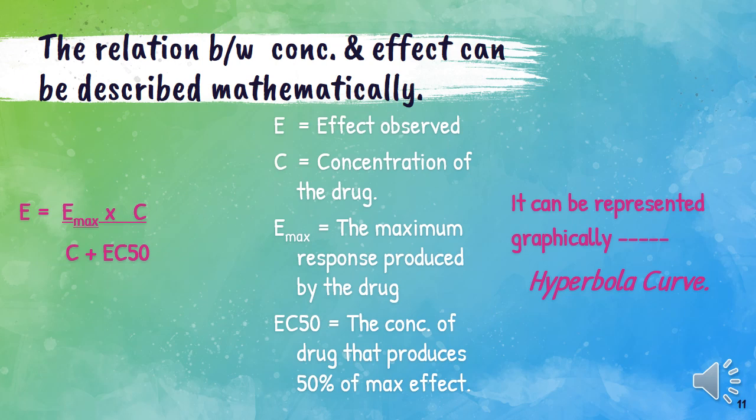Okay. Now, the effect is mathematically calculated by the maximum response times the concentration of the drug divided by the concentration plus the EC50, the concentration of drug from which we get 50% of maximum response. And it can be represented graphically in the form of a hyperbola curve.